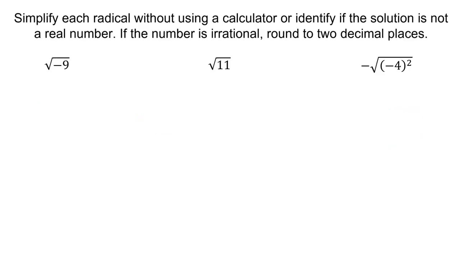On the very far left over here, we're asked to find the principal square root of negative 9. So we need to find a positive number that when multiplied times itself gives us negative 9.